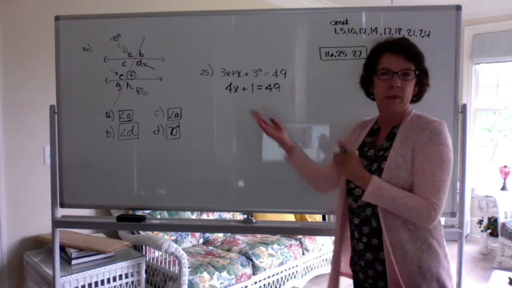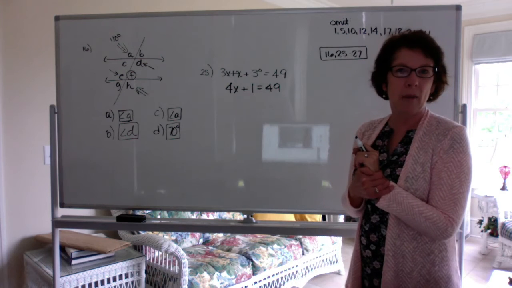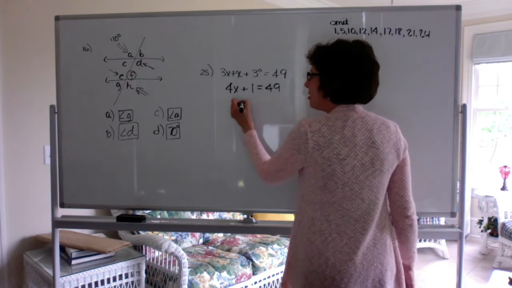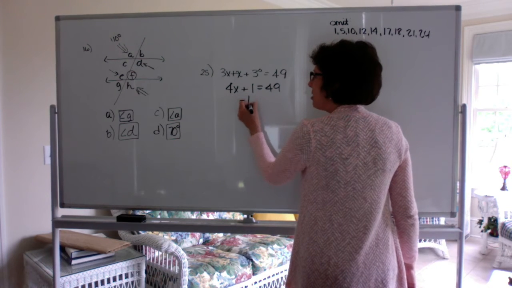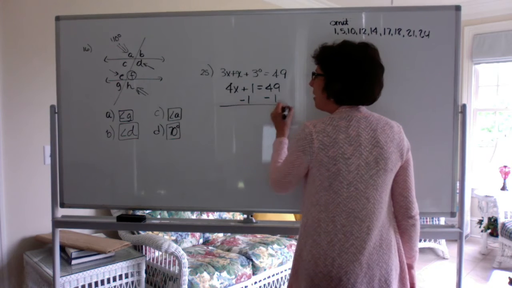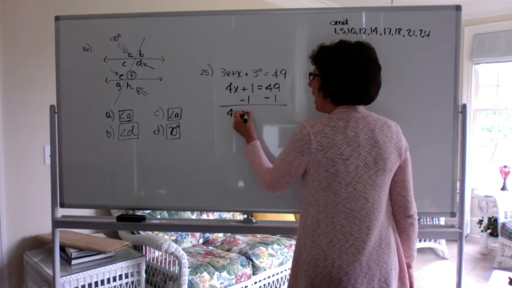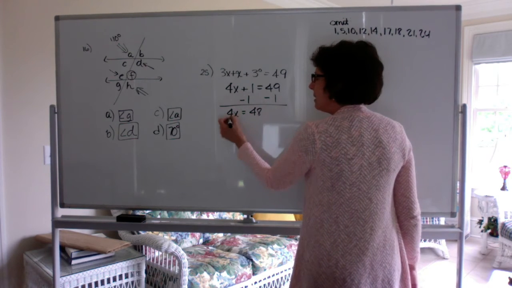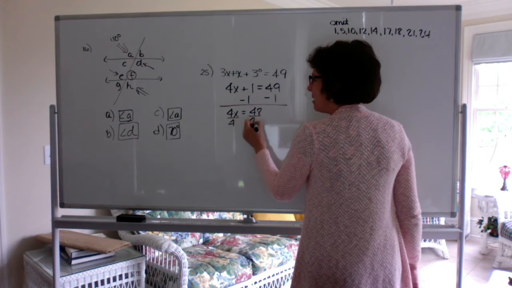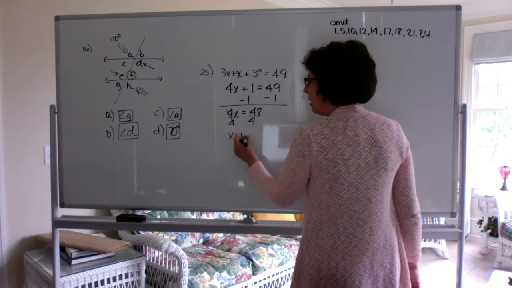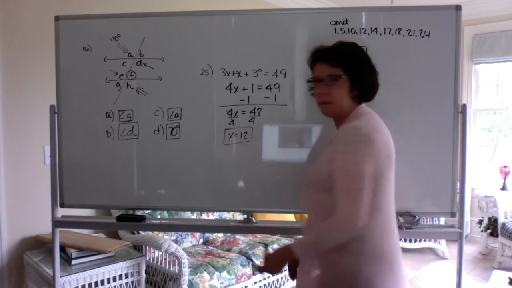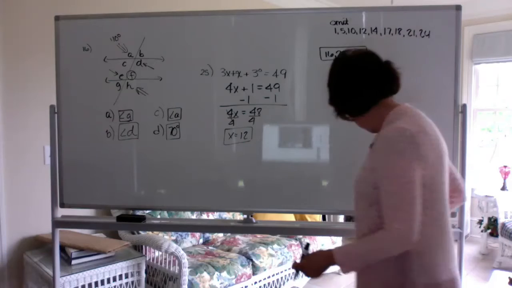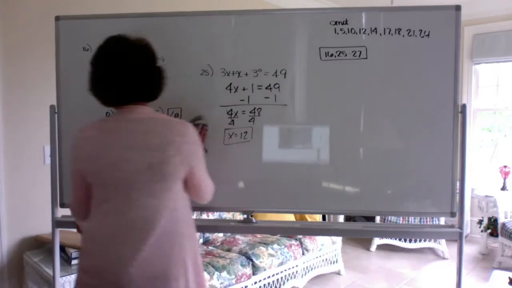Okay. Two-step equation. You should be good at these by now. I'm going to first go on the side of the variable and first add or subtract. I'm going to subtract 1. I'm going to bring down 4x equals 48. I'm going to do what? Divide both sides by 4. X equals 12. Boom. Solved the first one. All right. Let's go to number 26.